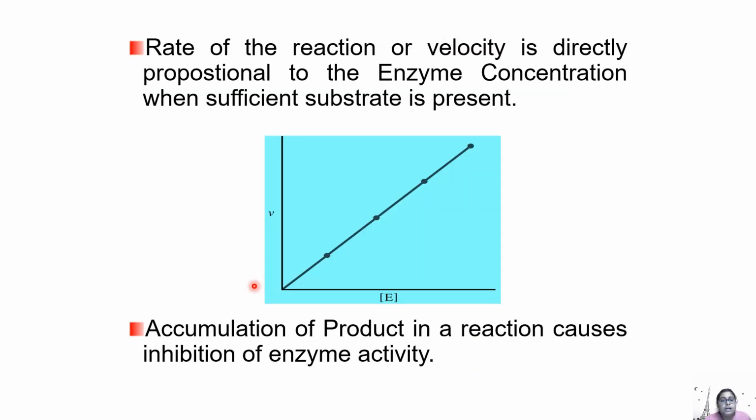Okay. So the rate of the reaction or velocity will be directly proportional to the enzyme concentration when sufficient substrate is present. When substrate is not the limiting reagent, the more you increase the enzyme, the more reaction velocity or rate there will be. Okay, but if a lot of product accumulates in a reaction, it might cause a negative feedback loop inhibiting the enzyme activity.